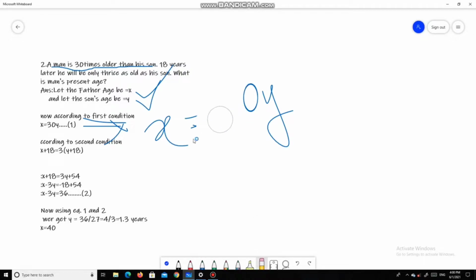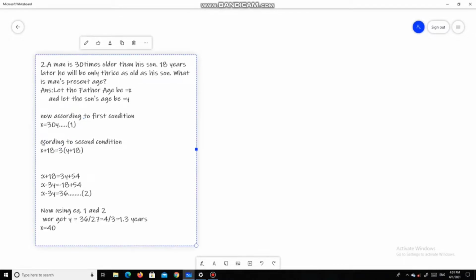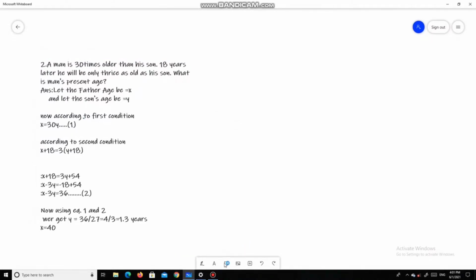The second condition is... okay. Now the second condition is according to the... wait. I made some mistake while writing. I will correct it now, or you can tell me in the comments. Okay, so here I made a mistake.